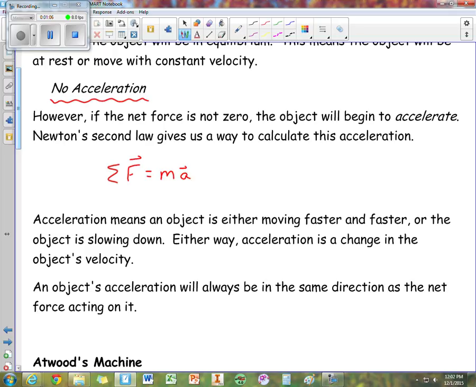So if I have the same net force acting on two objects, the least massive object will have the highest acceleration. That doesn't necessarily mean it'll be going the fastest, but it means that it will have the greatest change in velocity.